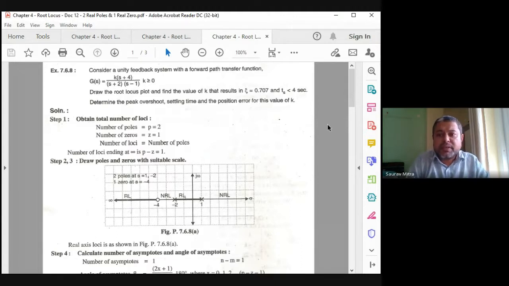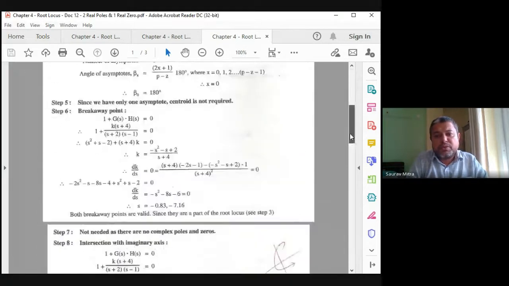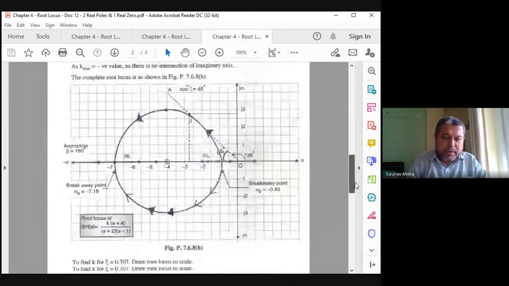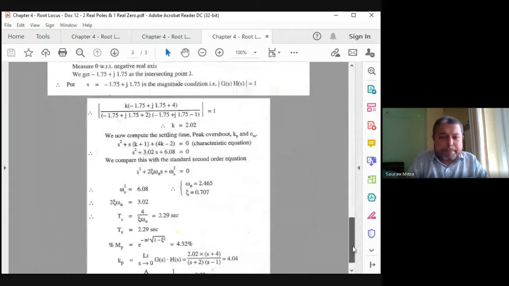So this is how the root locus looks like. These two root locus I will upload in the group today.